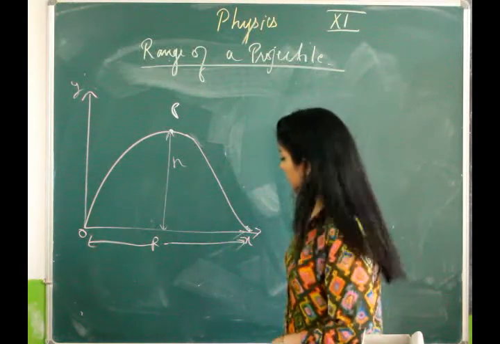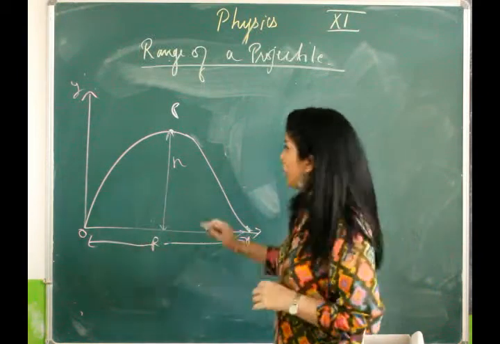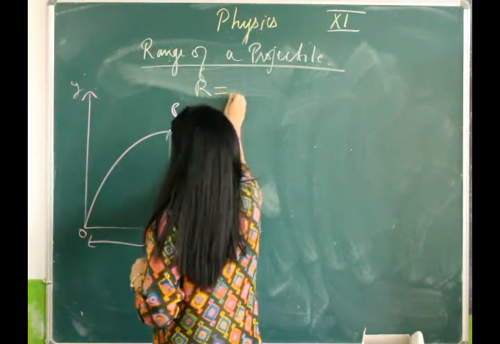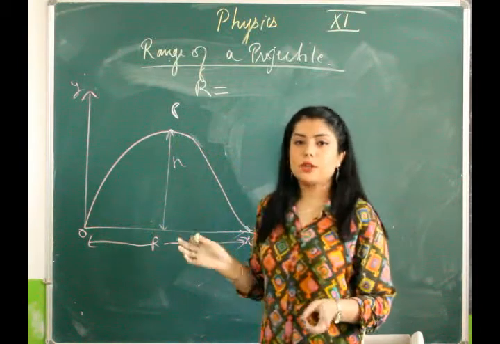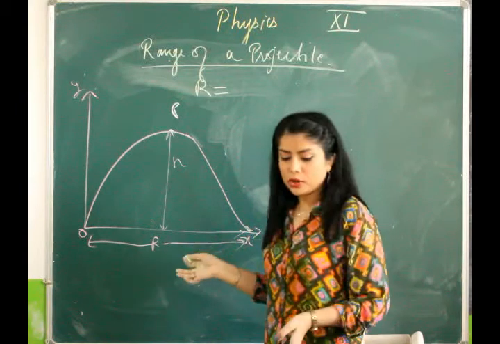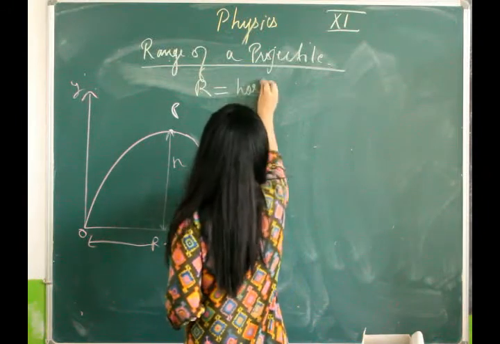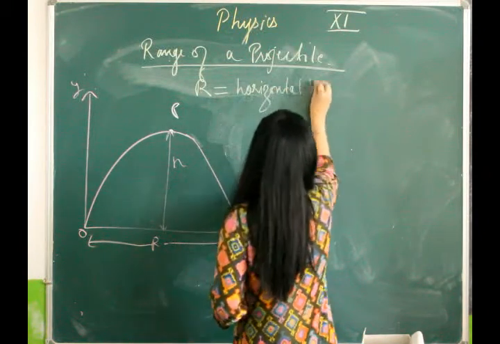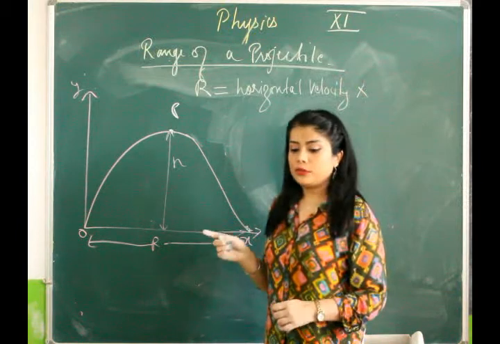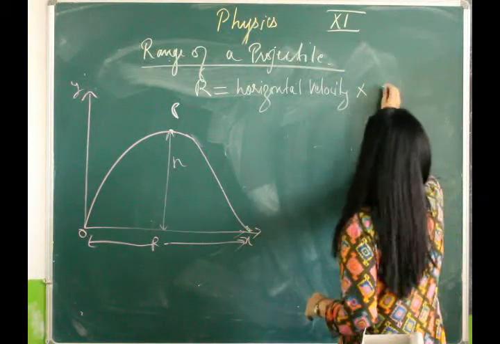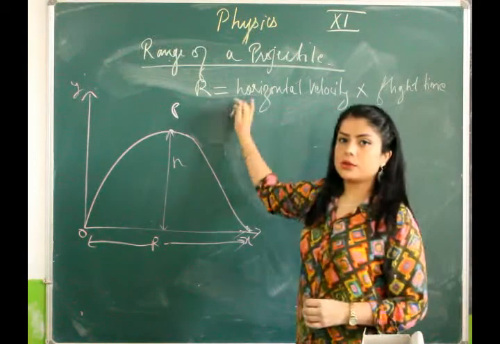Again, what is our range? From O to this point. How far the object is moving, that will be the range. So how do we find the range r? Range is distance. Now what is the formula for distance? Distance is equal to velocity into time. Which velocity are we talking about? We are talking about along the x-axis, so the horizontal velocity into time. Which time? Time of flight, or flight time of the projectile. I hope this is clear. Distance is equal to velocity into time.